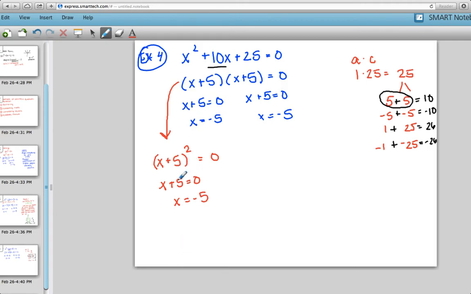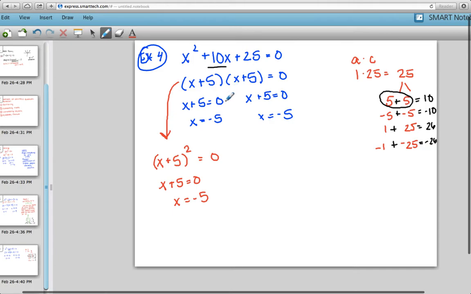If you noticed it, awesome. I'm proud of you. If you didn't, that's okay. Now you recognize it. It's not a big deal. Whether you recognize it or not, you end up with the same solution.